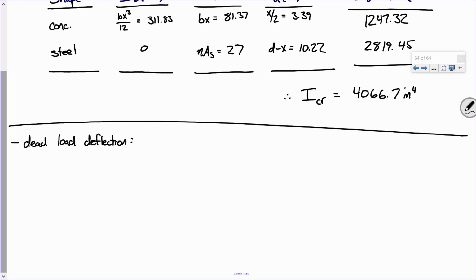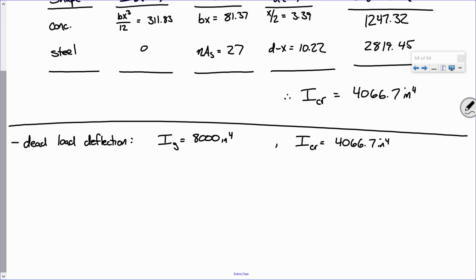Now I want to summarize some of these values so that you know what I'm doing and why I'm doing it. So help me out with a couple things. What was the gross moment of inertia? What is the cracked moment of inertia? Well, it's right there. 4066, right? Do these two values make sense just looking at them? The fact that this value is smaller, does that make sense? Of course it does. If I crack the beam, it's going to be weaker. So it should make sense.